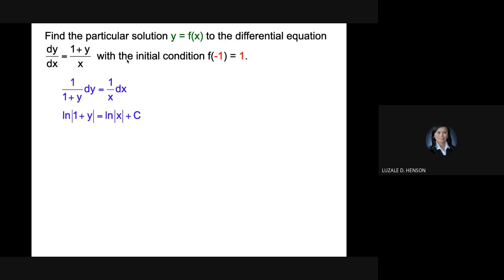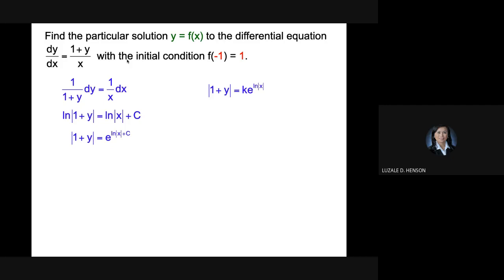So since both have ln, what are we going to do? We get the e of both sides. So getting the e of both sides, we have e to the ln of 1 plus y, it's just 1 plus y. And e to the ln of x plus c is equal to e to the ln of x times e to the c.